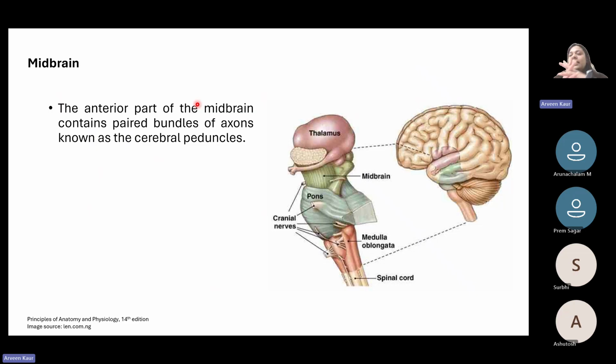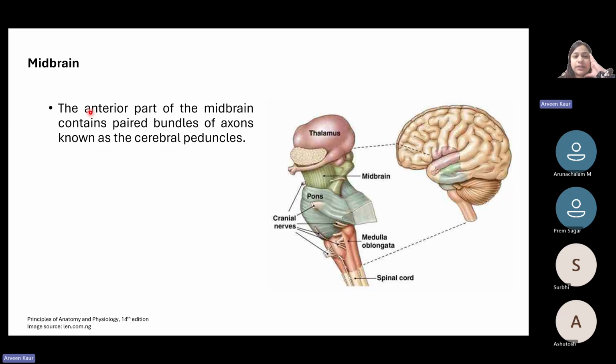So I hope you are aware of what is nuclei, what is tract, right? So a bundle of cell bodies is known as nuclei, and a bundle of axons is known as tracts when we are in the central nervous system, right? So this is how we term it. And when these bundles of axons go outside of the central nervous system, they are known as nerves, right? So within the central nervous system, they are known as tracts.